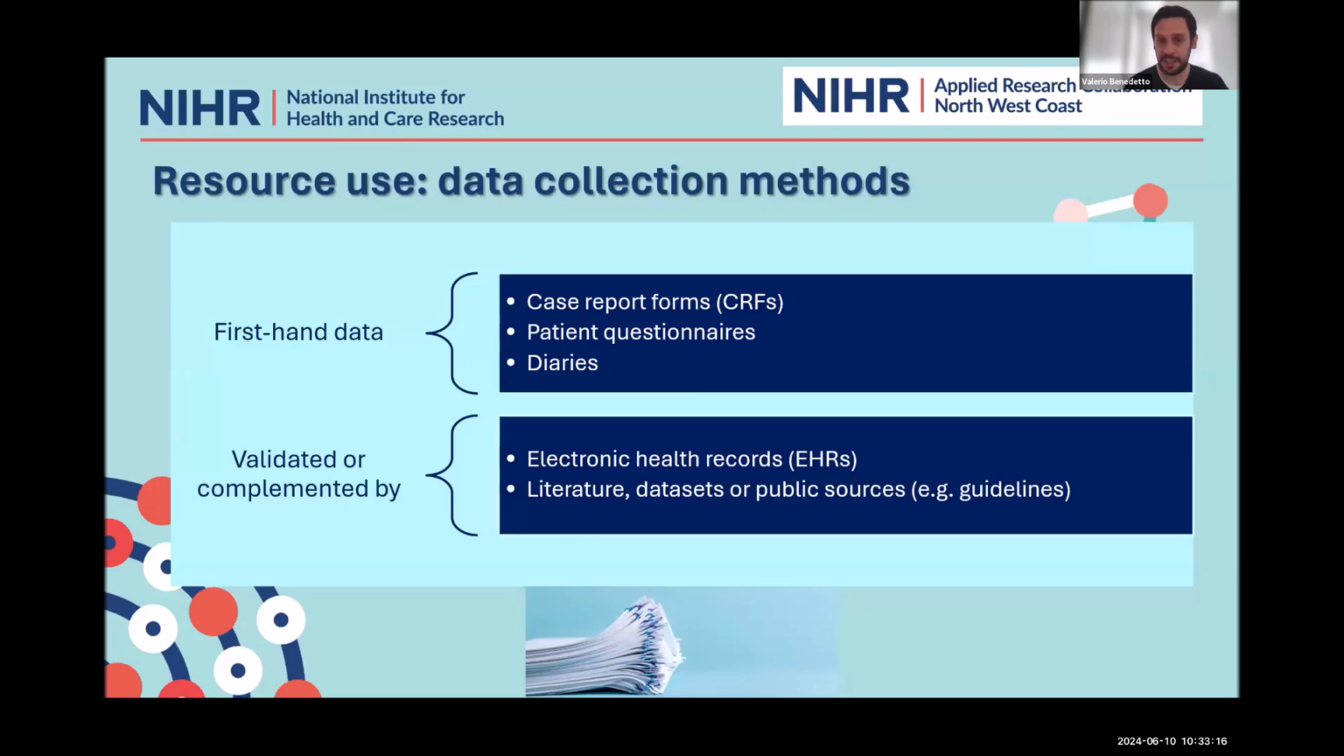Data sets with NHS data, GP data, hospital services data, but also public sources like guidelines. For example, guidelines might indicate the number of appointments a patient with X condition needs to have in the first 6 months, 1 year. So there is an expectation around the type of resource use a patient might have in the first 6 months or a year after falling ill. And yeah, that's it for this slide.